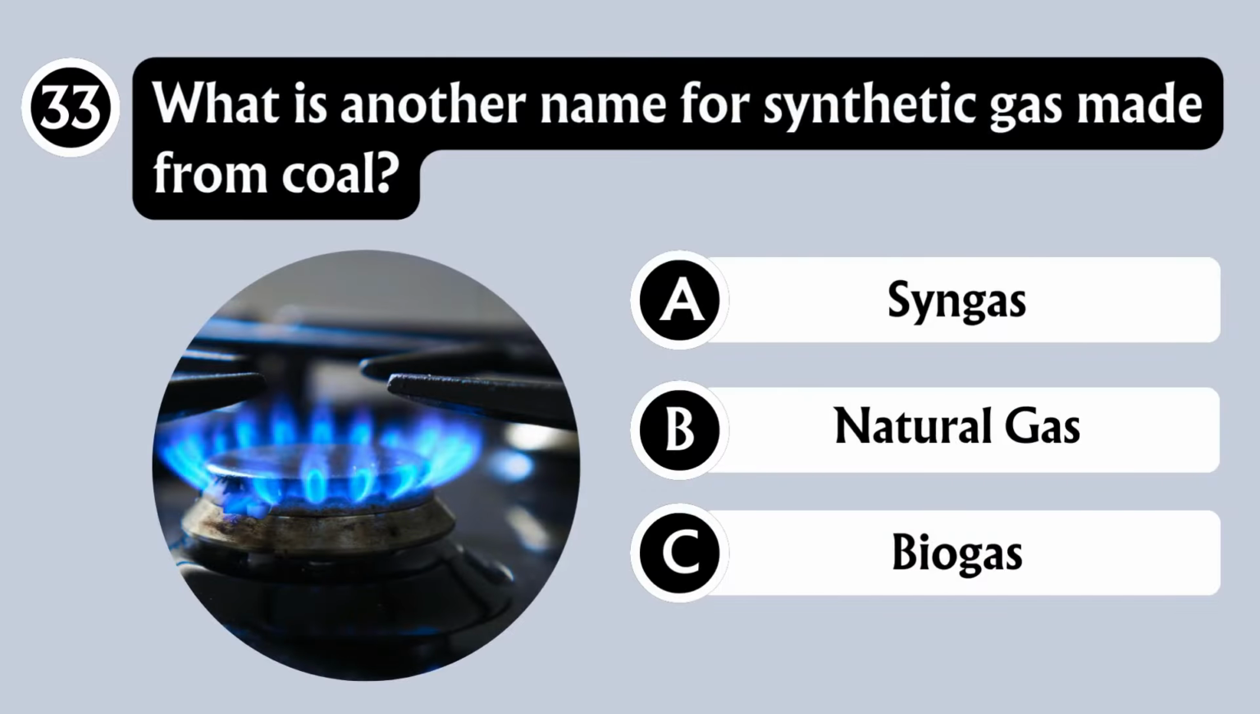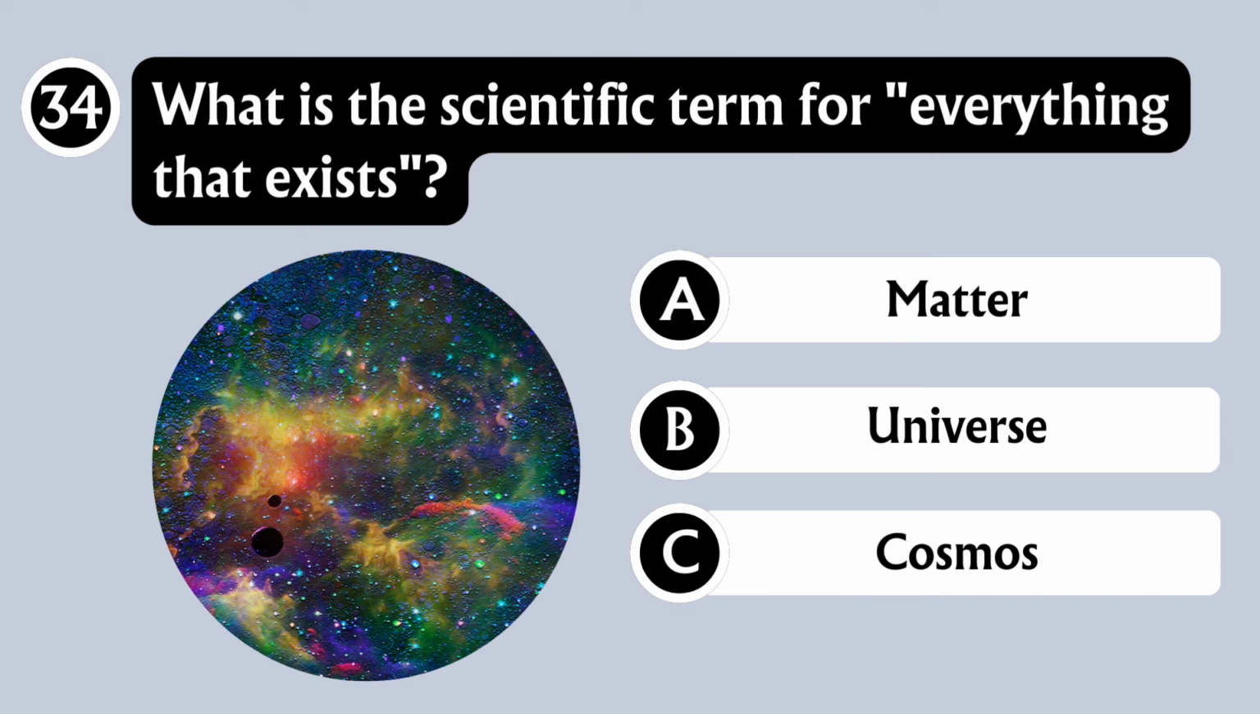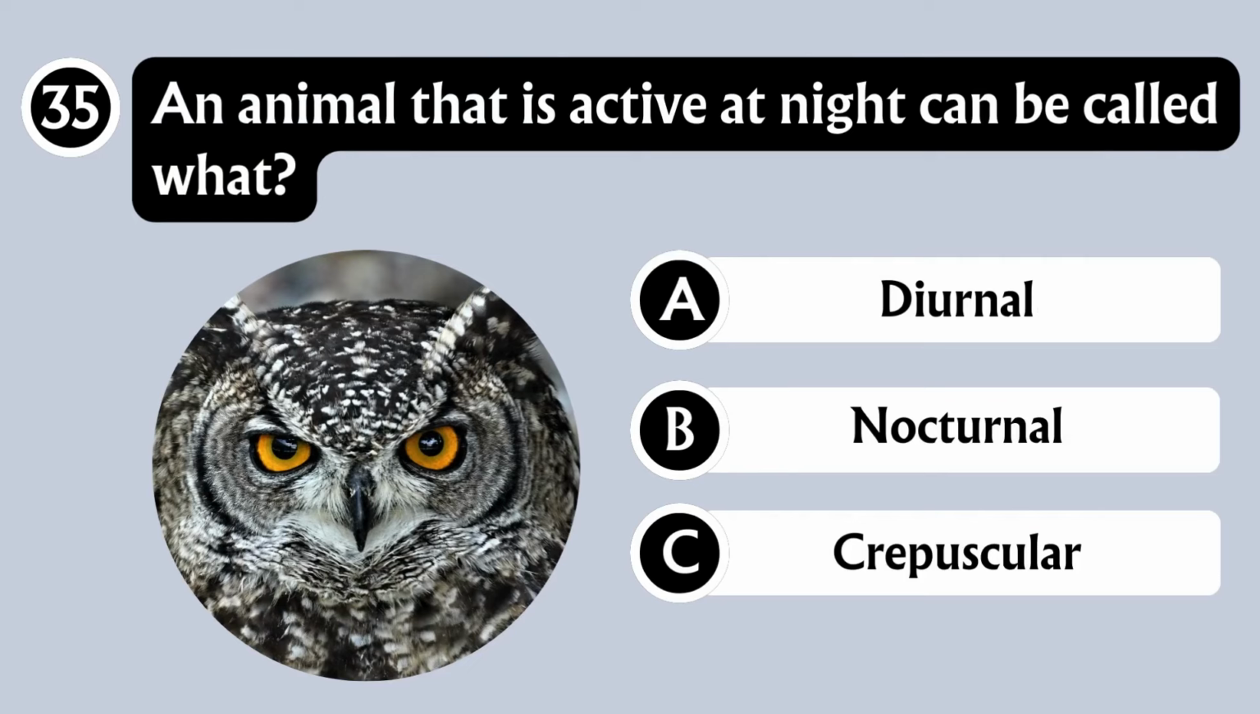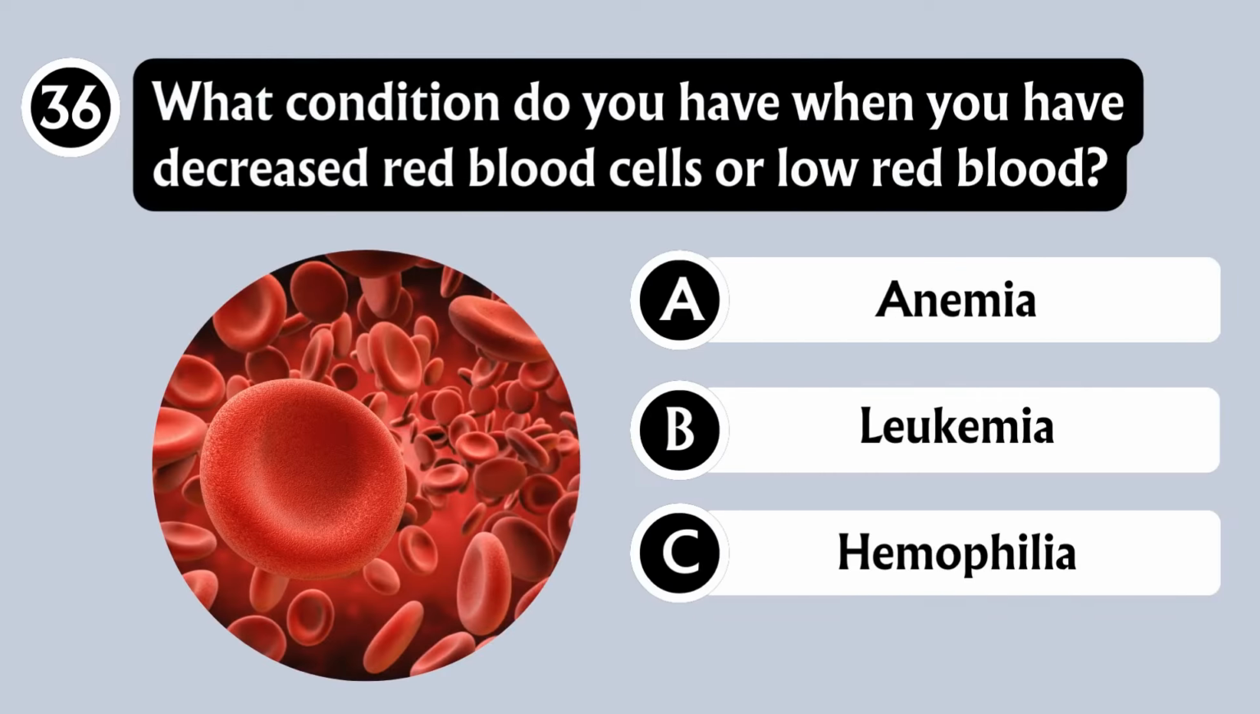What is another name for synthetic gas made from coal? Syngas, natural gas, biogas? Syngas. What is the scientific term for everything that exists? Matter, universe, cosmos? Universe. An animal that is active at night can be called what? Diurnal, nocturnal, crepuscular? Nocturnal.